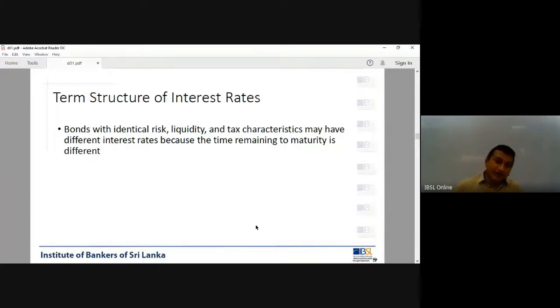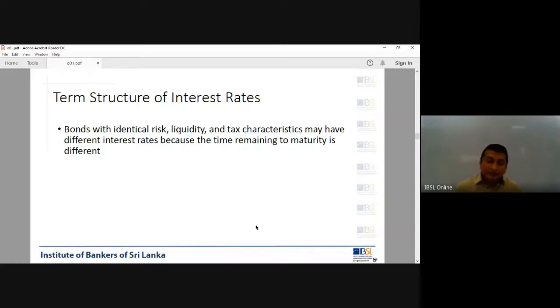What the risk structure explained was that bonds with the same maturity but different default, liquidity, and tax characteristics make the yields or the interest rates of those bonds different. That's the risk structure. Now term structure, where we are looking at identical risk, liquidity, and tax characteristics, but different remaining time to maturity.